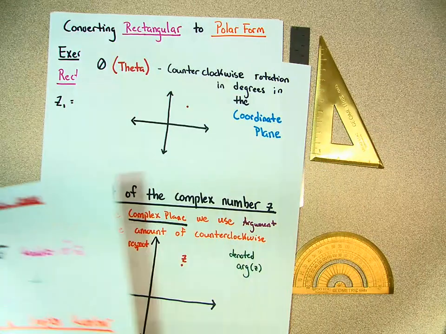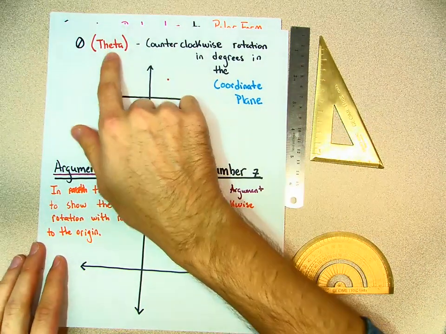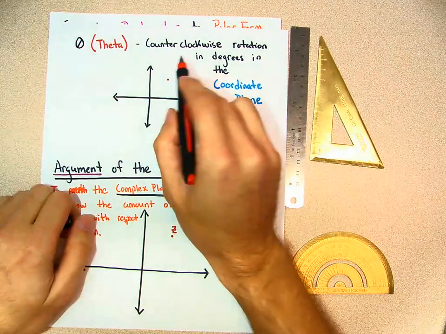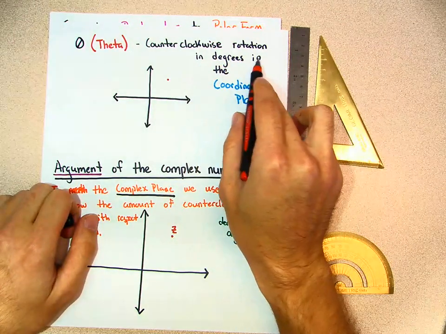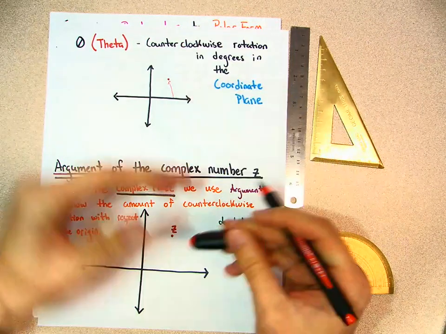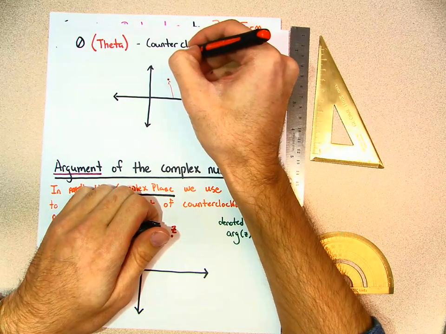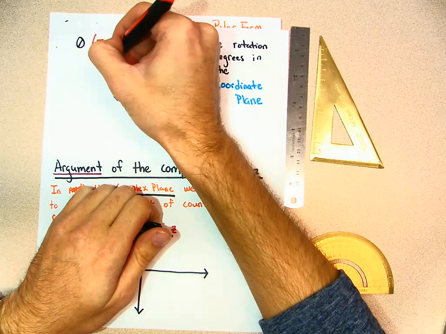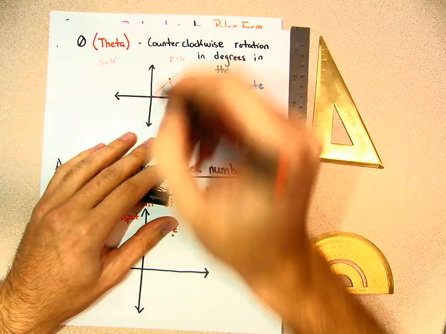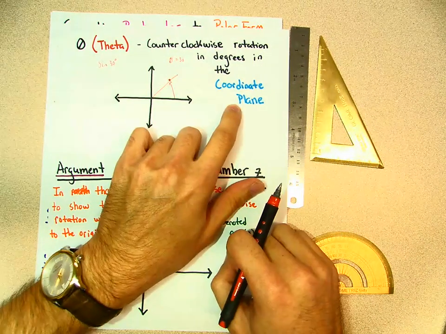When we talk about theta in the coordinate plane, what did theta represent? Theta represents the counterclockwise rotation in degrees. If I say theta is 30, or if I want to find sine of 30 degrees, I just rotate 30 degrees and make my line. This theta is represented in the coordinate plane.